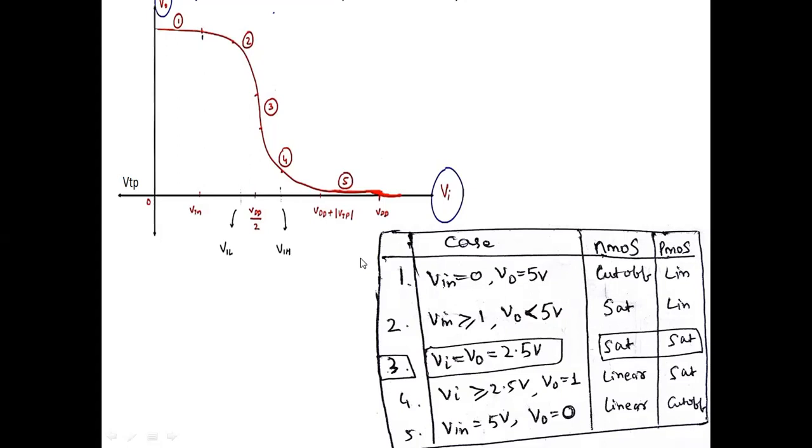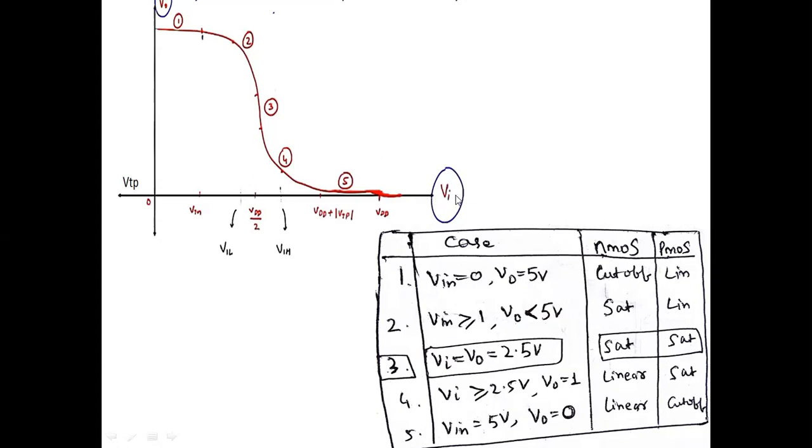Okay, so for case 1 we had Vin equal to 0 and V out equal to 5 volts, and we saw that NMOS was in the cutoff region and PMOS was in the linear region. In the slides I have just discussed the first condition, and I told you people to analyze the remaining 4 conditions. The same steps are there as we discussed in the first condition. Okay, the same thing can be seen here also.